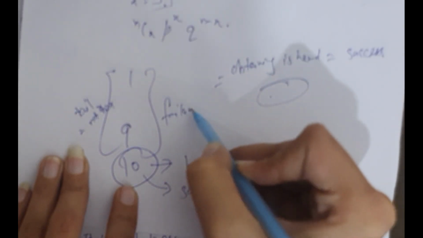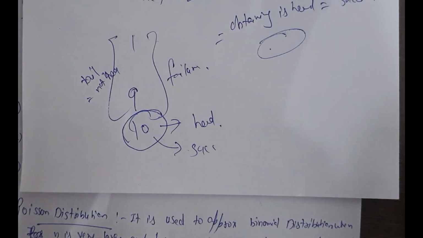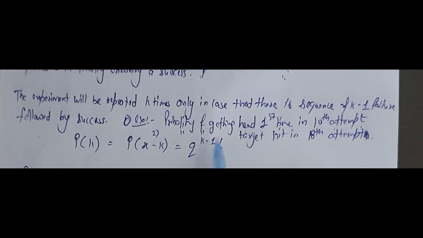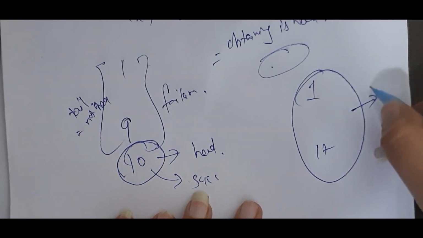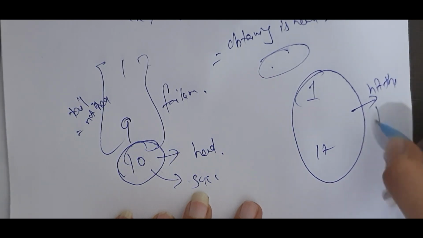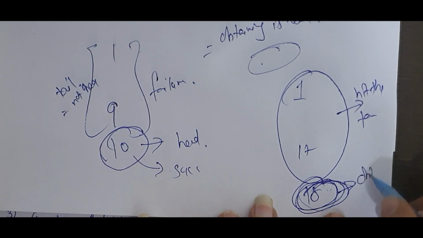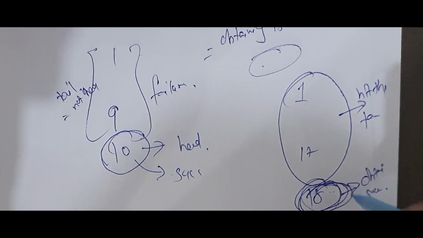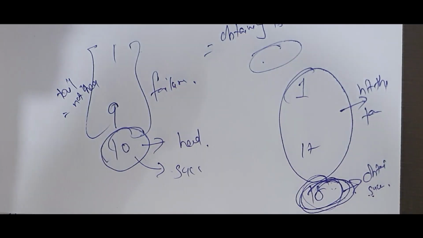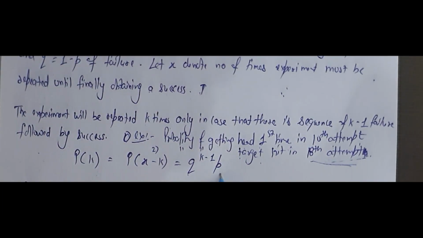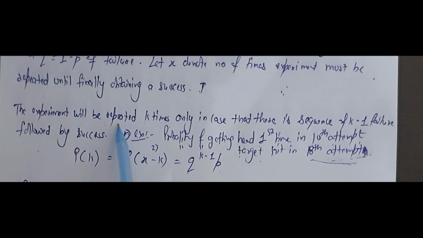Experiment will be repeated k times, that is, we have to again and again repeat the experiment till we obtain the final result. An example is the probability of getting a head for the first time in the 10th attempt. It means that in attempts 1 to 9 we did not obtain the head, and on the 10th time we obtained the head. This is the success and the earlier ones are failures. In this type of question we use geometric distribution.